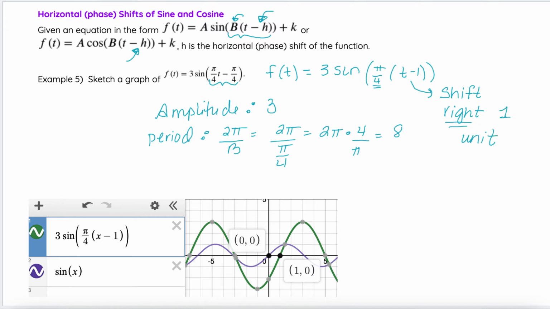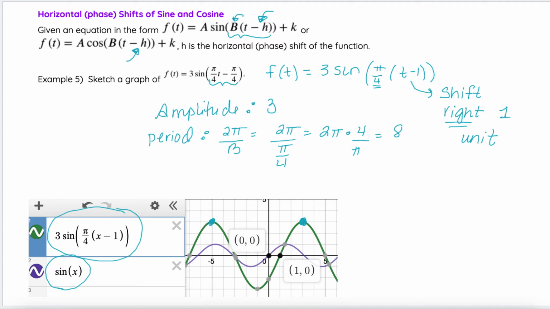What I've graphed down below is just the parent function sine in purple. And I've also graphed the piece that they gave us, 3 times sine of pi over 4 of x minus 1. We can see the amplitude certainly changes because it's getting taller by a factor of 3. We see that the period is also changing. So from where we start here to where we get over here takes 8 units to do so.